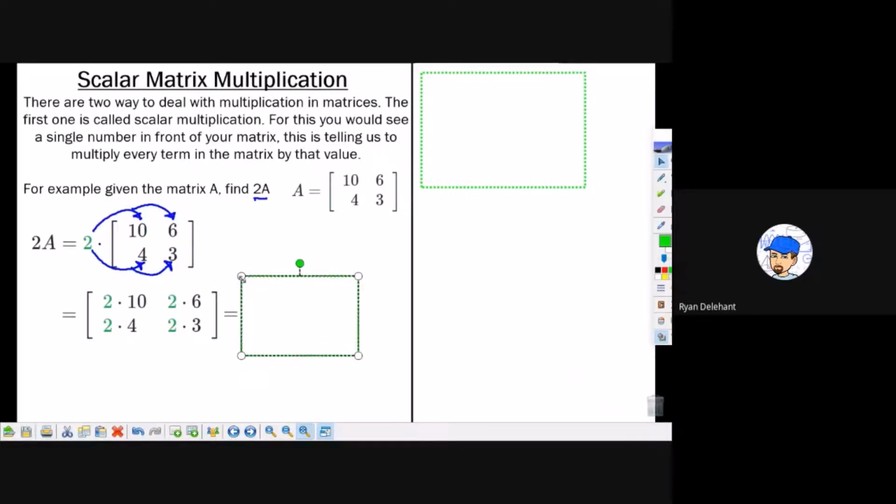2 times 10 is 20. 2 times 4 is 8. 2 times 6 is 12. 2 times 3 is 6. That's all there is to it.